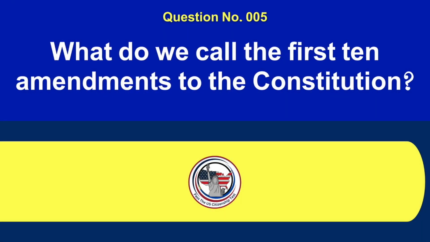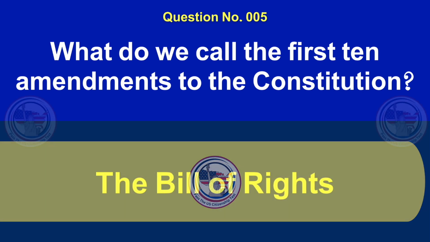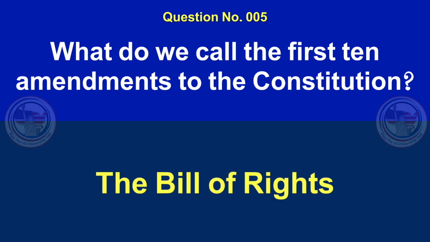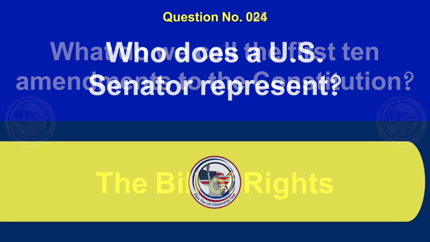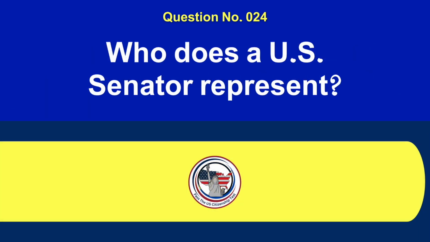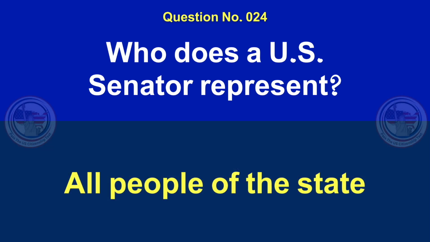What do we call the first 10 amendments to the Constitution? The Bill of Rights. Who does a U.S. Senator represent? All people of the state.